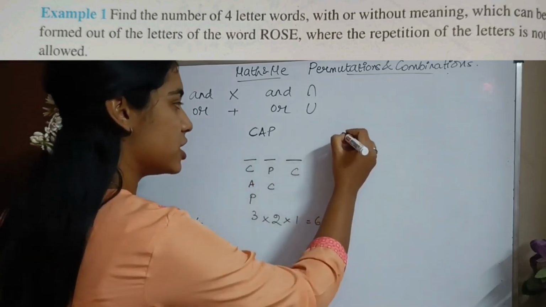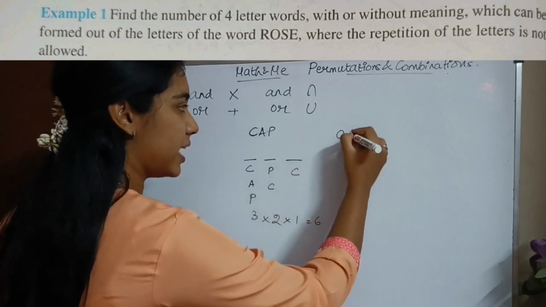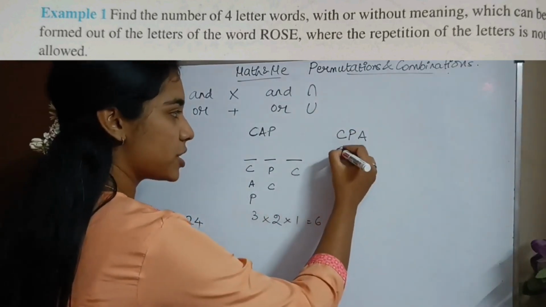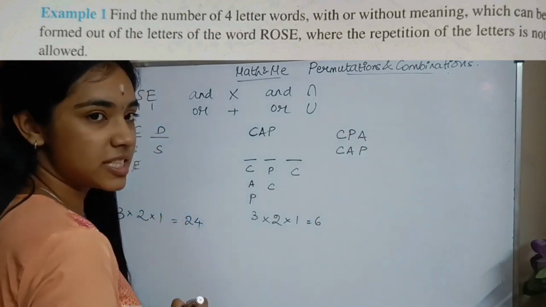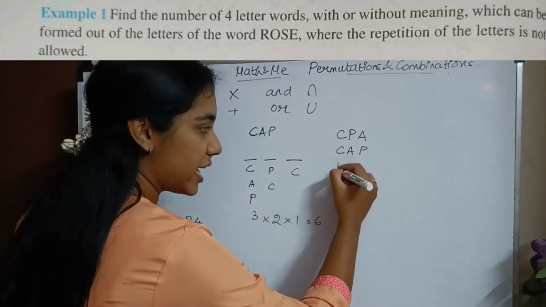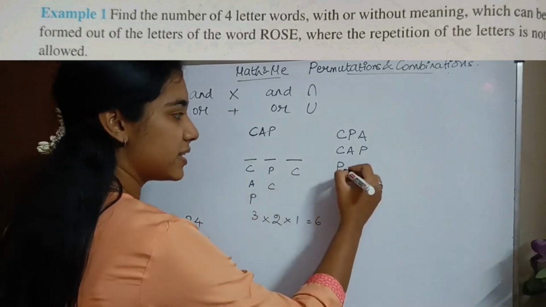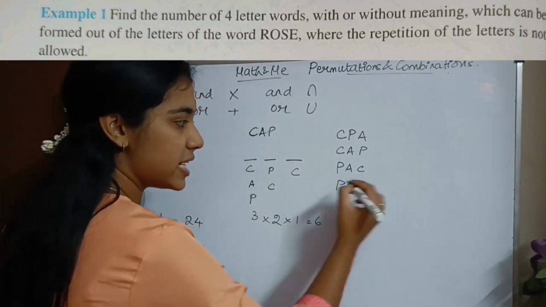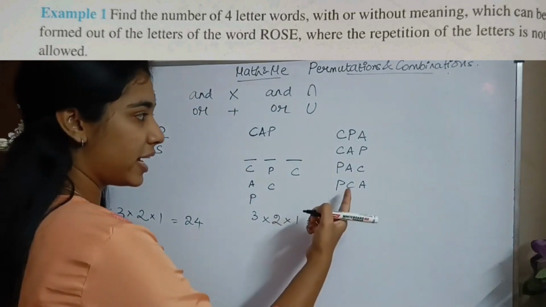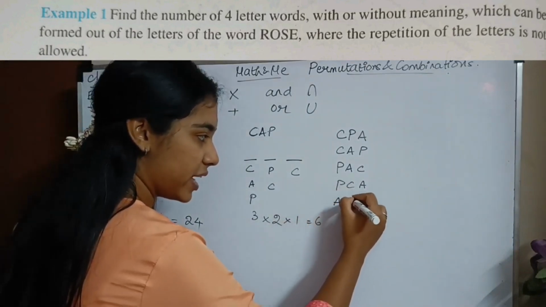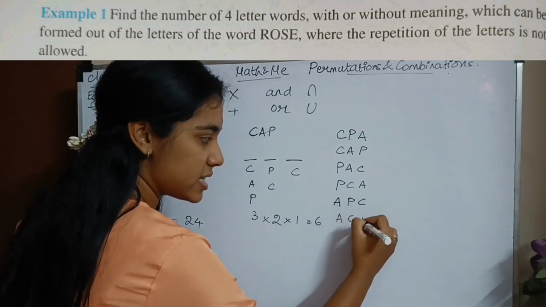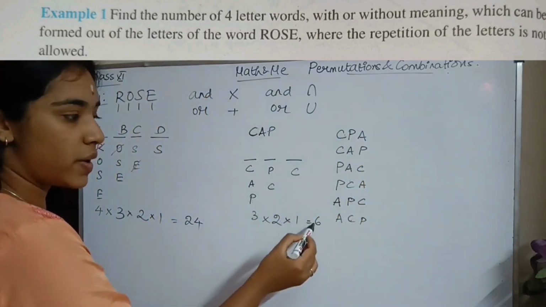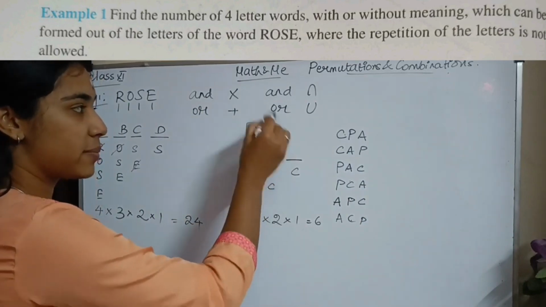What are the options? Let's see. First I can have a C, then I can have a P, and then I can have an A. This is the first option. Second option, I can have C, A, P. Then I can have a P in my first place and then A and C in the next places. Again, I can have P, C, A. Similarly, when I have A in the first place, I can have A, P, C and A, C, P. So totally how many options do I have? 1, 2, 3, 4, 5, 6. So I can have 6 options for this particular example.